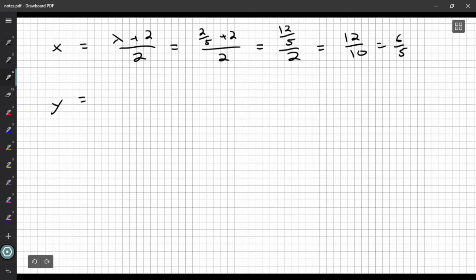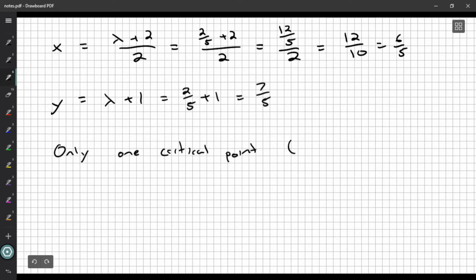Now y, I think we just saw, was lambda plus 1. This will be the easier one to do. 2/5 plus 1. Well, I suppose we can write it the way we wrote the other one, just to really show off we know where things are coming from. 1 is 5/5, so 2/5 plus 5/5 is 7/5. Okay. So only one critical point.